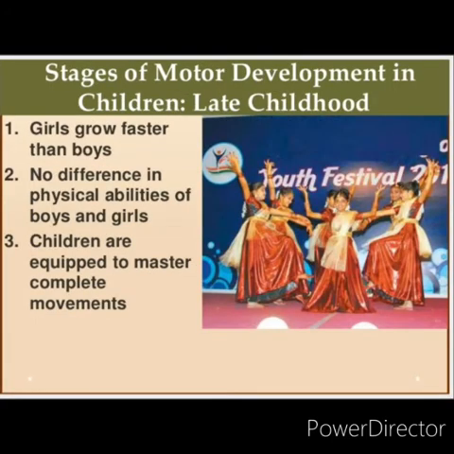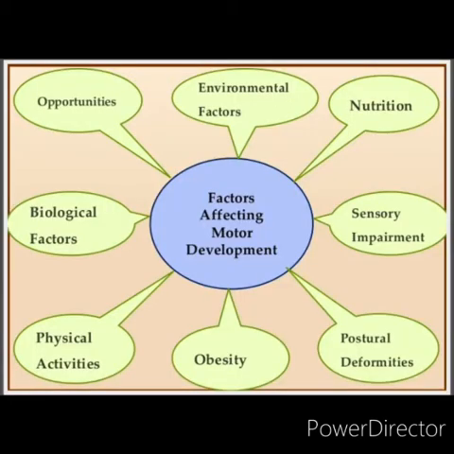Later childhood stage. In this stage, strength begins to differ among boys and girls. Most of the children master most complex motor skills. They learn strategies and more complex combinations of motor development, and running and jumping movements develop qualitatively and quantitatively at a faster rate.